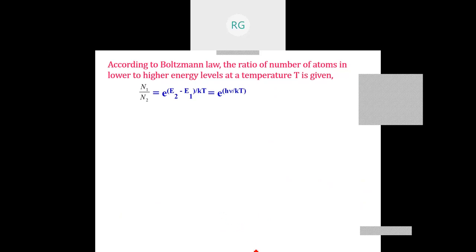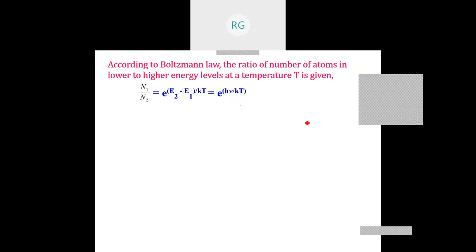the Boltzmann equation states that the ratio of the number of atoms in the lower energy level to the number of atoms in the higher energy level is equal to e power, the difference between the energy levels E2 minus E1 by kT, where T is the temperature at which we are following the reaction or seeing the transition, and k is the Boltzmann constant. So if you write this E2 minus E1 as h nu, I can replace it by h nu here, and therefore I write this equation simply as e power h nu by kT.